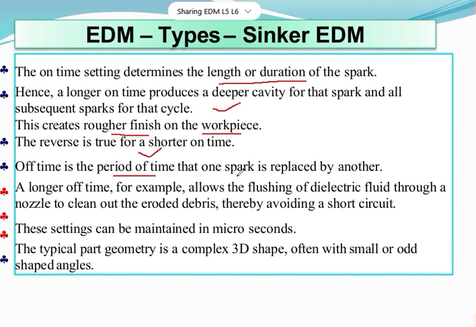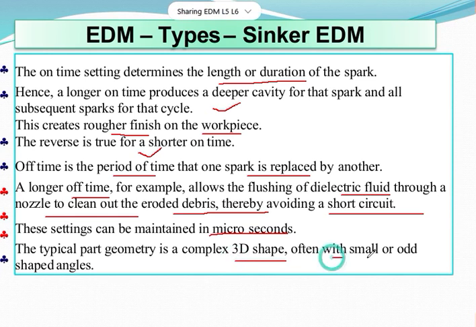Off time is the period of time before one spark is replaced by another. A longer off time, for example, allows the flushing of dielectric fluid through a nozzle to clean out the eroded debris, thereby avoiding a short circuit. And this setting can be maintained in microseconds. And this is often used to get a part of complex 3D shape, often with small or odd shape angles too.